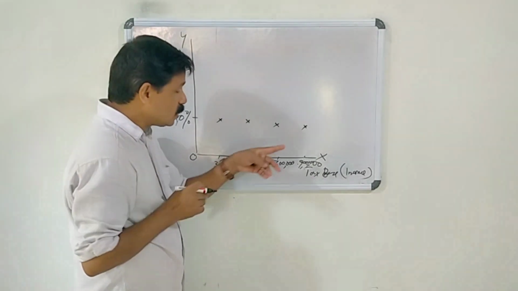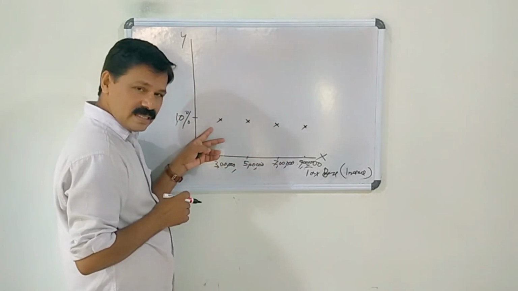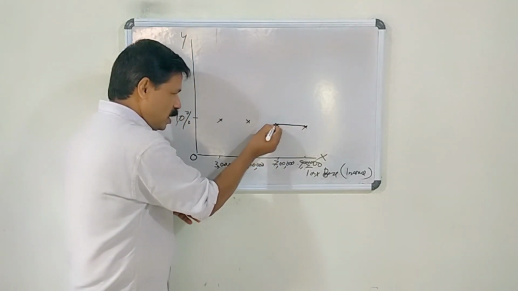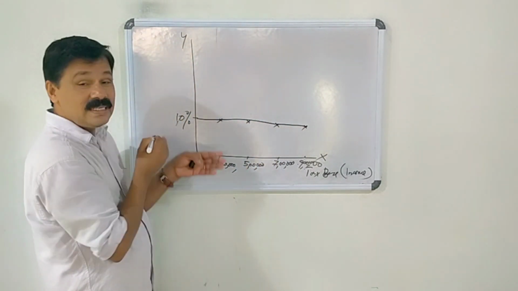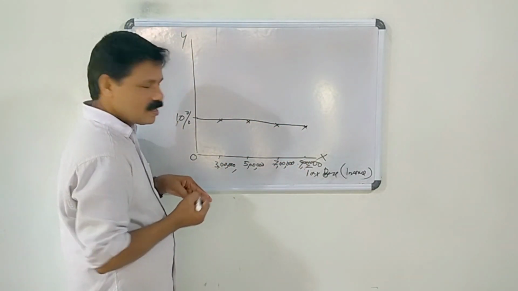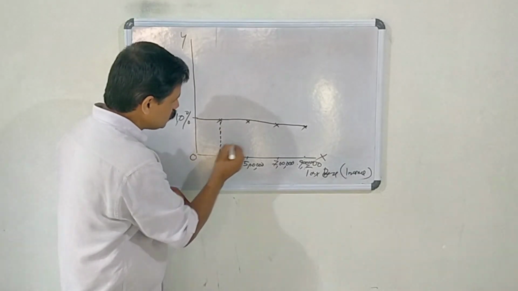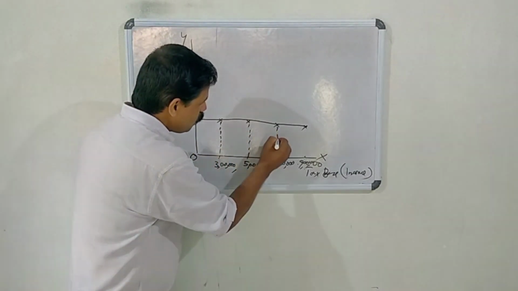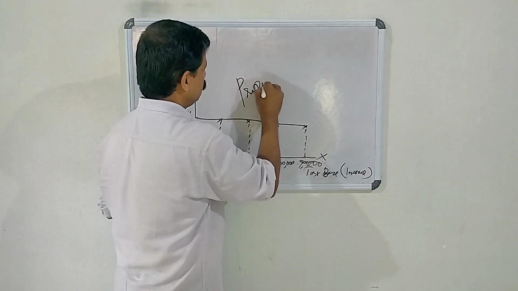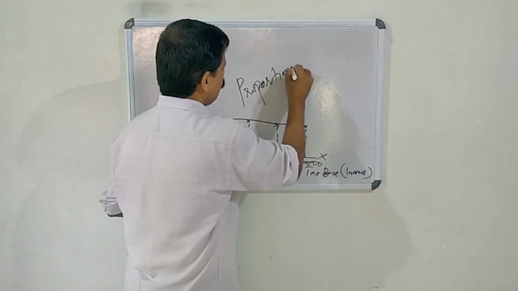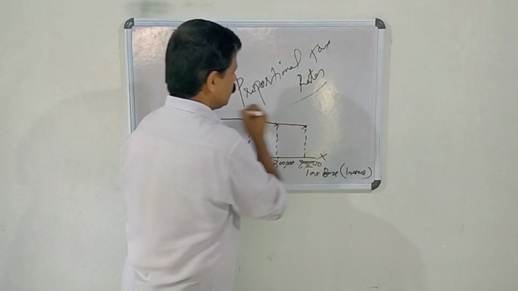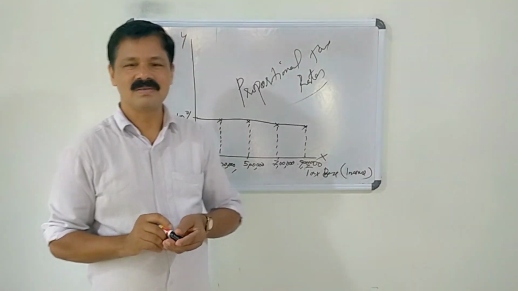After plotting these different points, if we join these points together, we get a horizontal straight line along the OX axis. It represents the proportional tax rates, right? This is the proportional system of taxation. Proportional tax rates. Very simple.